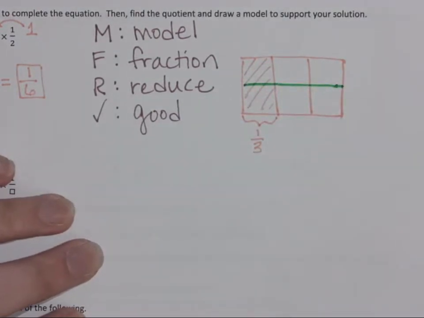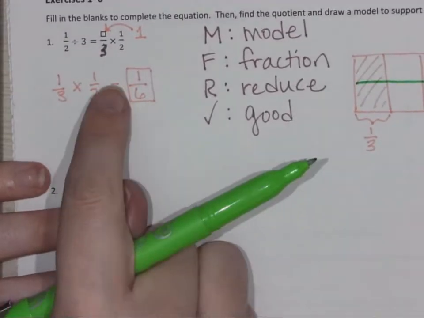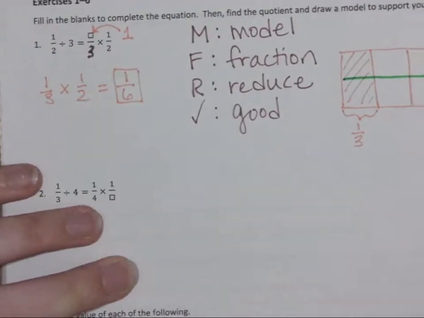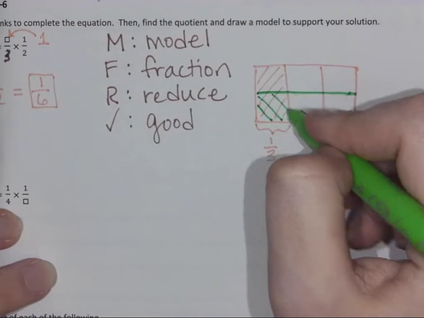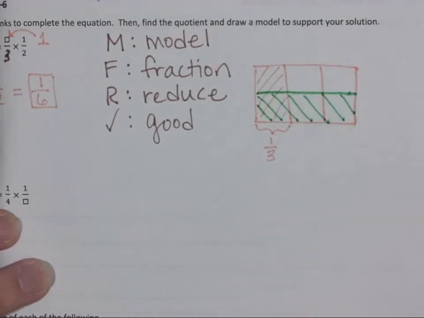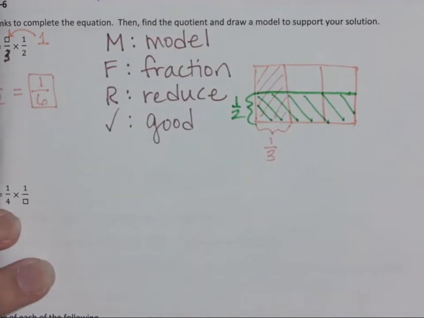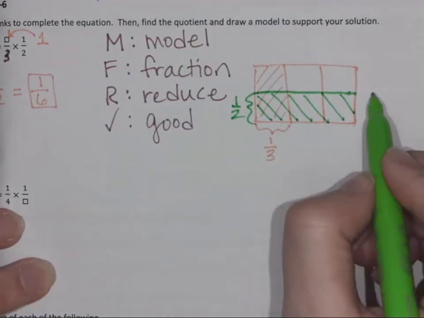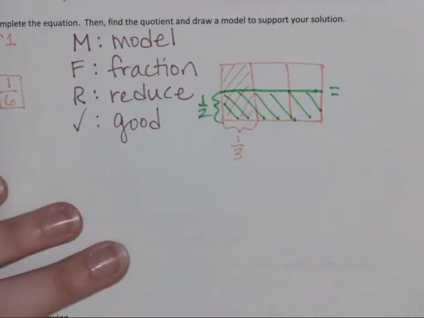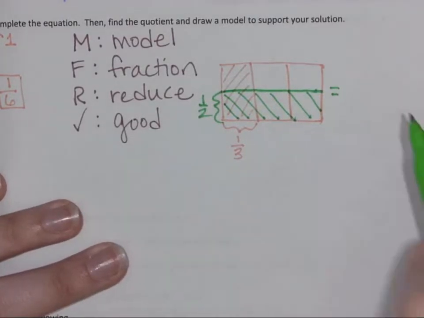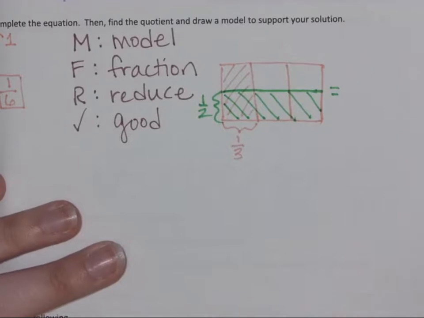So if I cut it in half, how many halves do I need to shade? 1. And of course, always label it. So how many parts are shaded both orange and green, Nathaniel? 1/6. How many parts are shaded both orange and green?